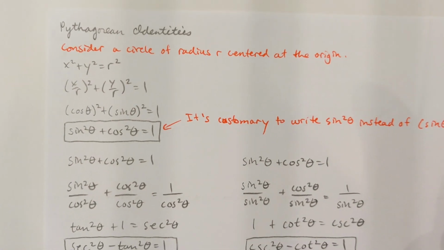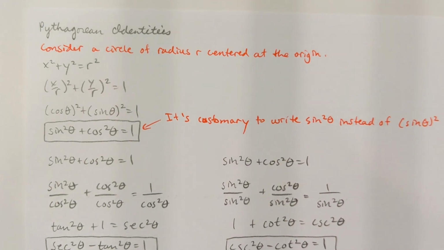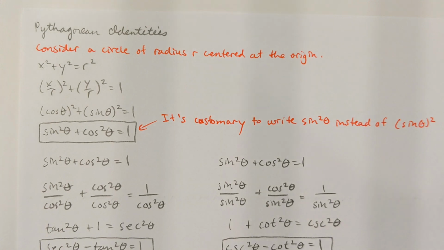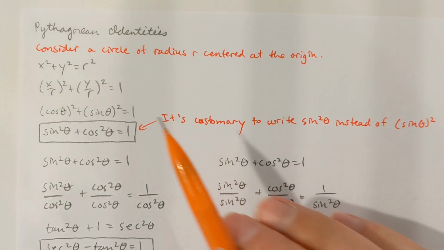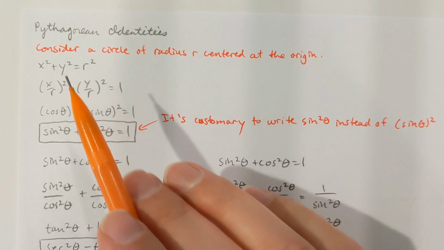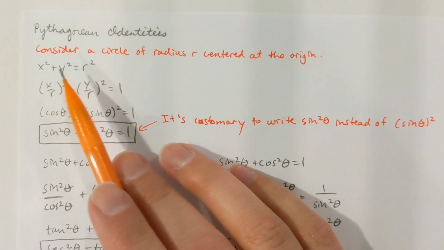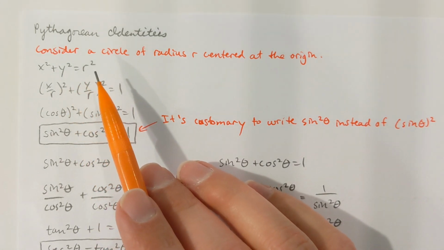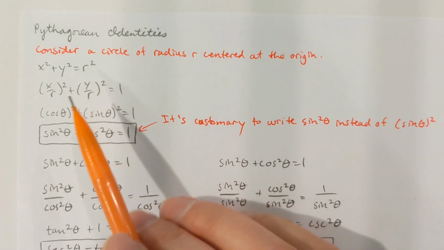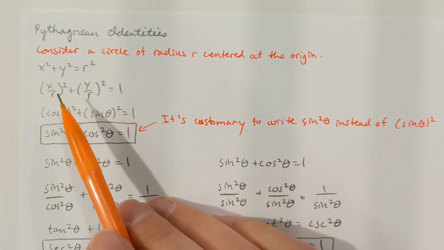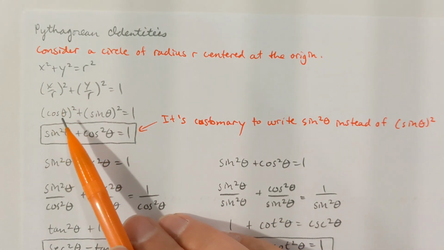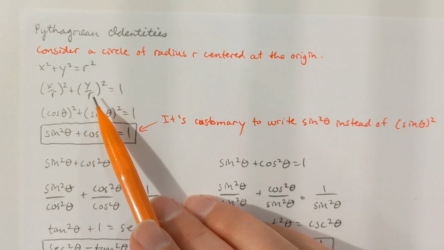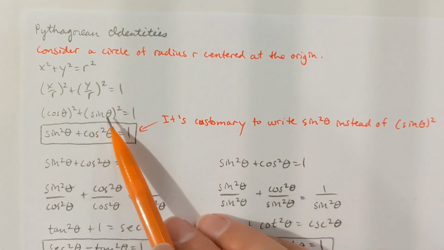And then there's Pythagorean identities. These are ones that you would want to have memorized also. So I'm going to talk about that now. Suppose that we have a circle of radius r centered at the origin. Okay, so h and k are both 0. And in this equation, let me divide both sides by r squared. So x over r, well, that's how we define cosine theta, right? Adjacent over hypotenuse. Y over r, that's how we define sine theta, opposite over hypotenuse.